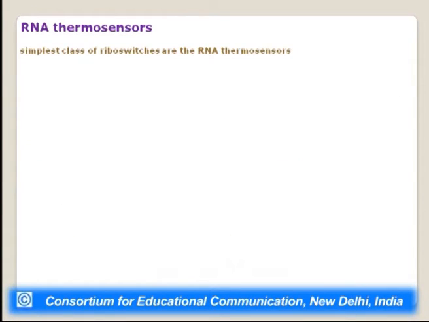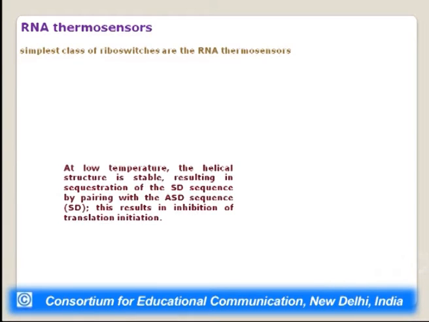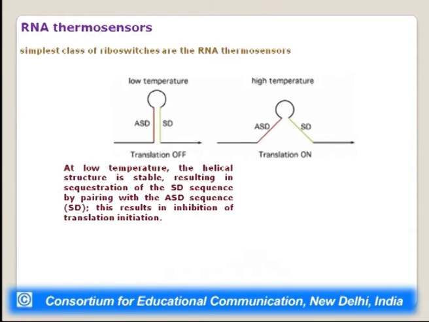The simplest class of riboswitches you can imagine are called the RNA thermosensors. They basically sense the temperature. At low temperature, the helical structure is stable, resulting in the sequestration of the SD sequence, the Shine-Dalgarno sequence, by pairing with what is called the anti-SD sequence, and this results in inhibition of translation initiation.